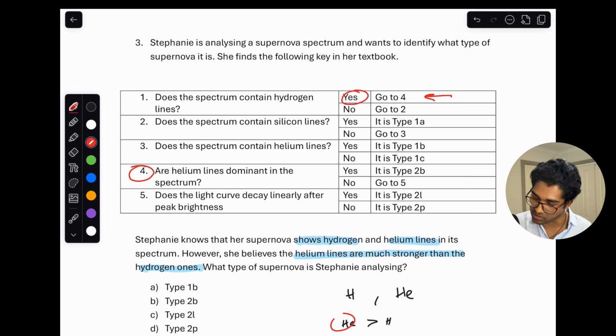Well, yes, it says that helium lines are stronger than hydrogen lines. So, yes. What type of thing is it now? Well, it's just a type 2b.